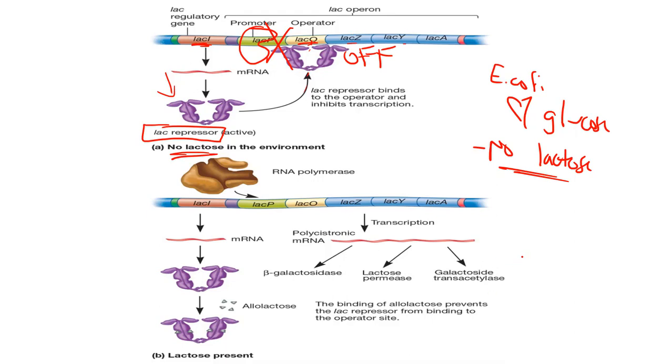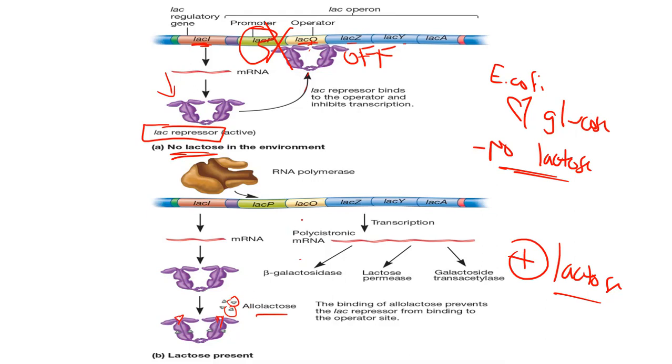Now, on the other hand, if there's lactose in the environment, what happens is the lactose, or a derivative that gets made of it called allolactose, these little triangle things, they're going to bind into these little nooks of the repressor protein.